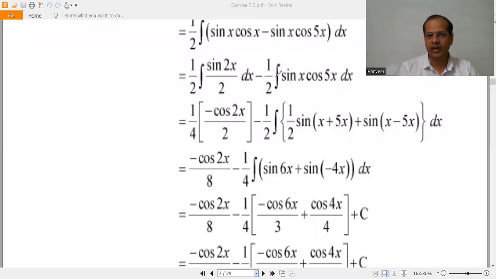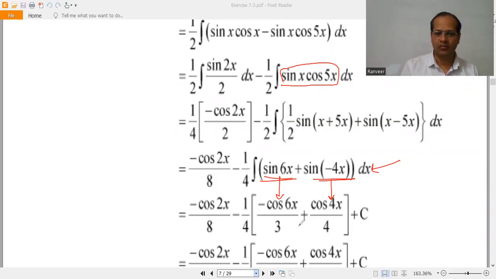Now here 1 by 2, we just multiply here. So 1 by 2. Now again in this case, if we multiply 1 by 2 into 2, then this is the case: sin(A plus B) plus sin(A minus B), and this converts into the single format of sin 6x, which is nothing but minus cos 6x by 6. Sin minus 4x, we can write cos 4x by 4. And this is cos 2x by 8. So this is the formula that we have to bring in step by step, and at the end we have to apply the formula. These are the most important steps.